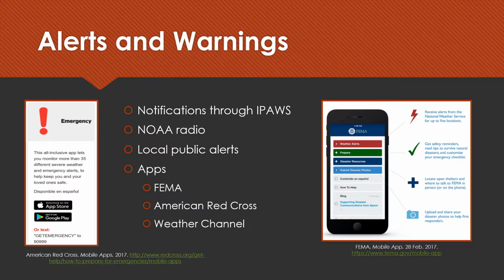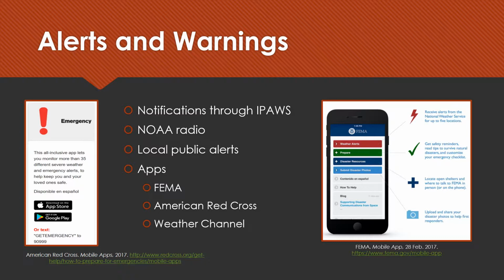Be aware of alerts and warnings. You may have notification systems through the Integrated Public Alert and Warning System, or IPAWS. There may be news alert banners through the Emergency Alert System, or EAS, such as through cable, satellite, and digital audio. Cell phone alerts from the Wireless Emergency Alerts, or WEA. There is no charge for this, and you don't need to opt in. There may also be digital road signs with information.